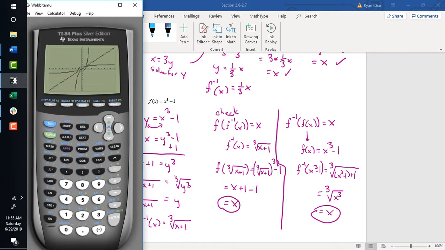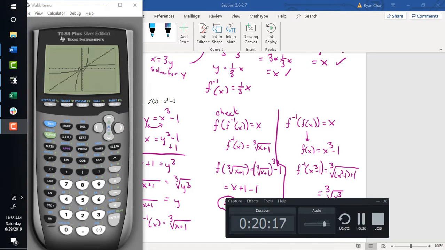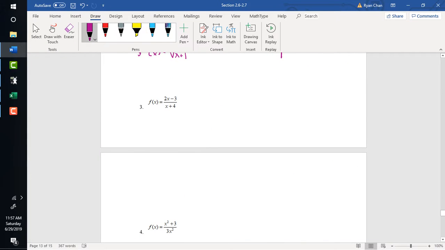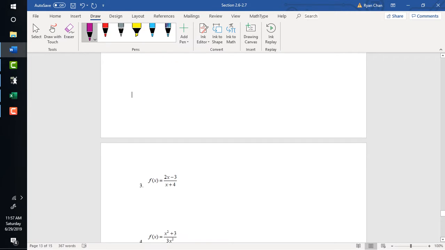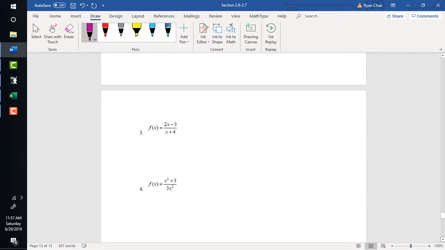As you can see, they're all mirror images of each other right here. Okay, so let's continue. I'm going to do a couple more examples, and some of these can get a little tricky, but I think it's important to do these right here.